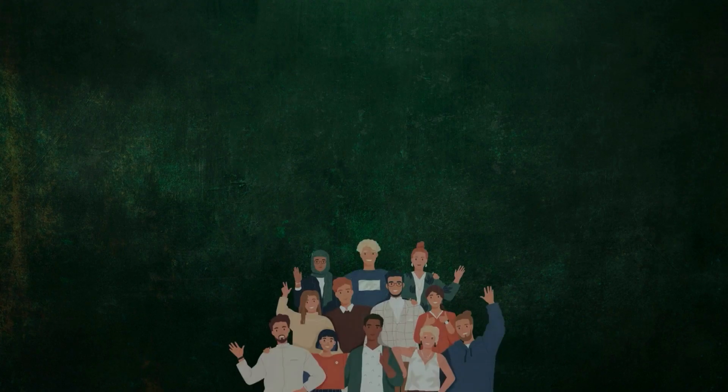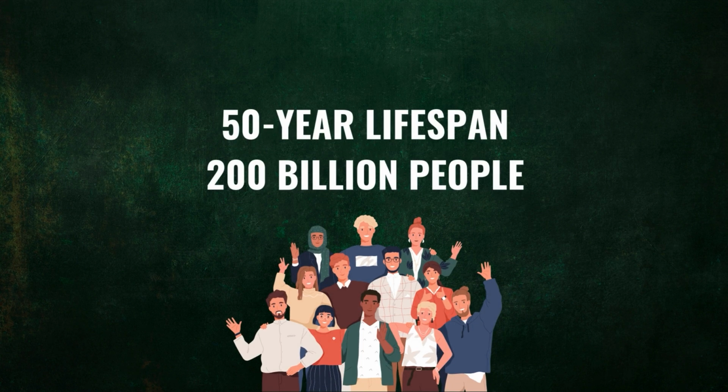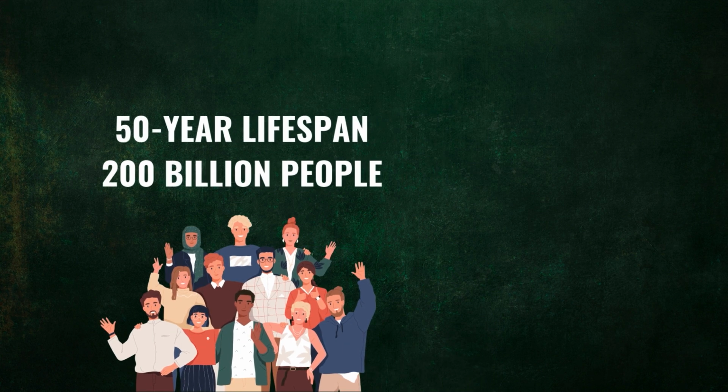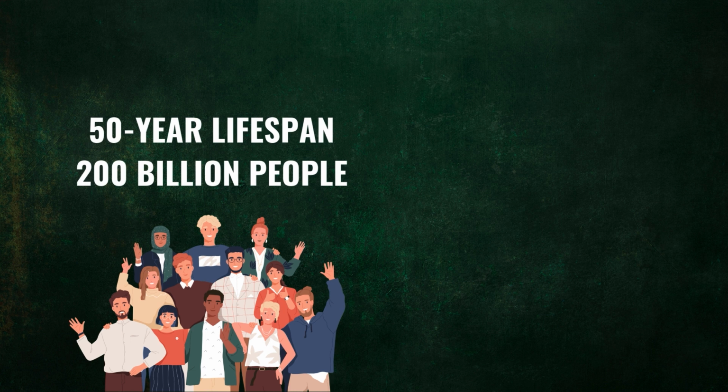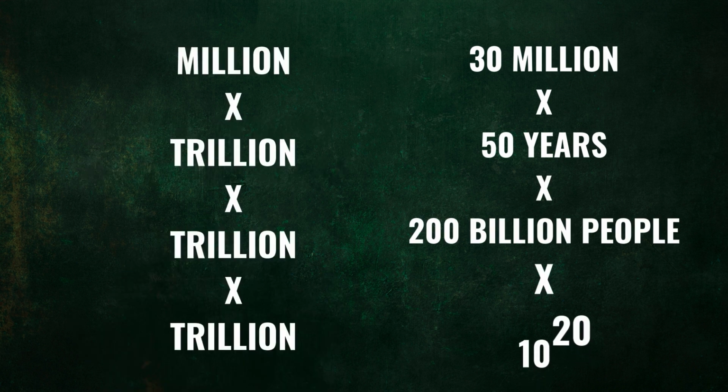Let's say there are 200 billion people with an average lifespan of 50 years. If we assume there are 30 million seconds in a year, that means 30 million seconds times 50 years times 200 billion people times 10 to the power of 20 operations. So, for this, you need a computer that can perform millions times trillions times trillions times trillions of operations per second. The number resulting from this operation is even greater than the number of stars in the observable universe. So, it's not possible to produce such a computer with current technology.